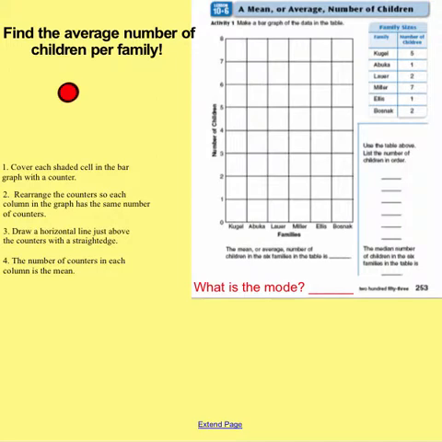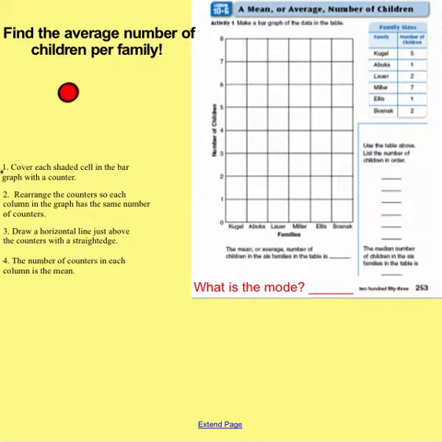We have a Math Journal page for you here. What we have is some data on the right-hand side about some family sizes and the number of kids in each of these families. So these are each families and the number of kids in those families. And we have to take this information and put it into a bar graph. And we're going to use that information to find the mean, median, and mode.